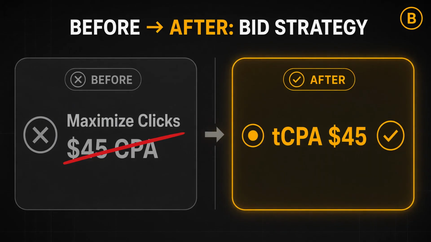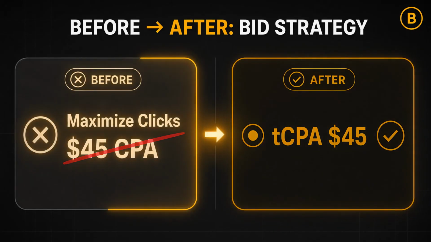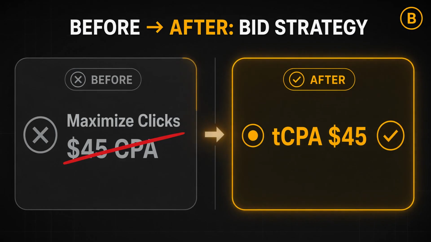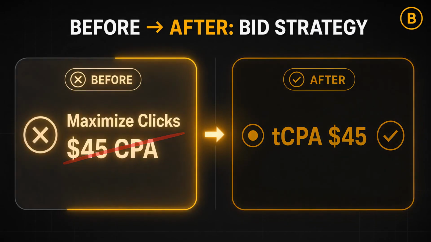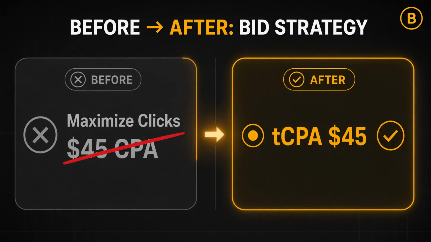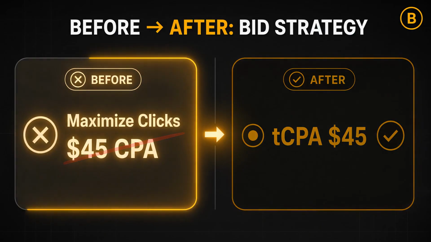Here is the first critical. The campaign is on maximize clicks, and someone typed a $45 CPA goal next to it. Those two things do not go together. Maximize clicks buys clicks. It will not protect your CPA. Switch that campaign to target CPA, then leave it alone long enough to learn.